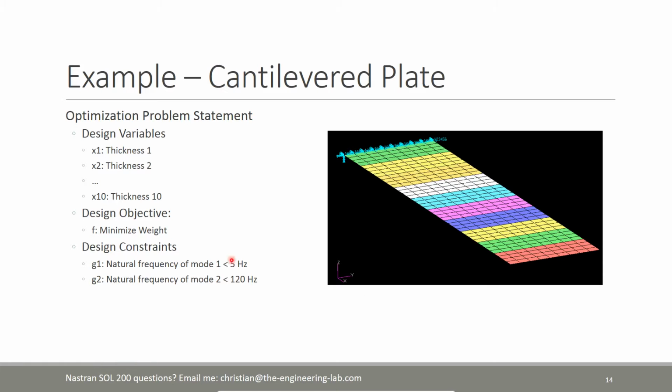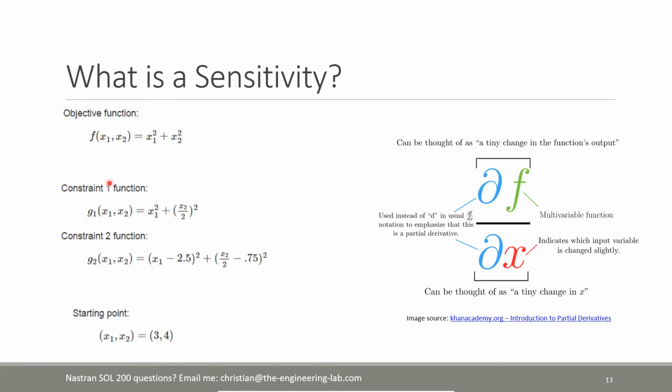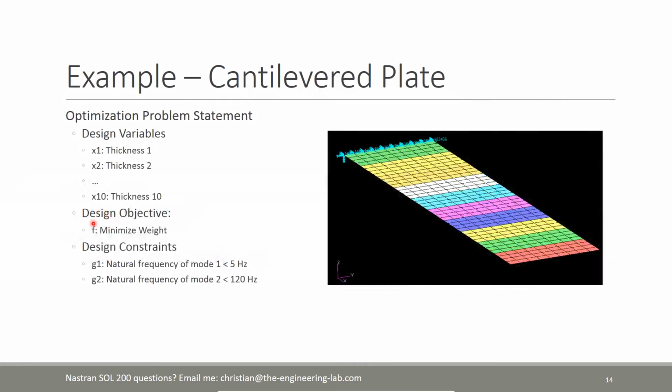So let's go back to the PowerPoint and discuss what we're defining as our optimization problem statement. Our design variables: we are going to assign a design variable for each thickness. So this will be x1, thickness 2 will be x2, x3, x4, all the way to x10. And our design objective is to minimize the weight. Before, our objective function was x1 squared plus x2 squared. Here, our new f, or objective function, is the weight function.